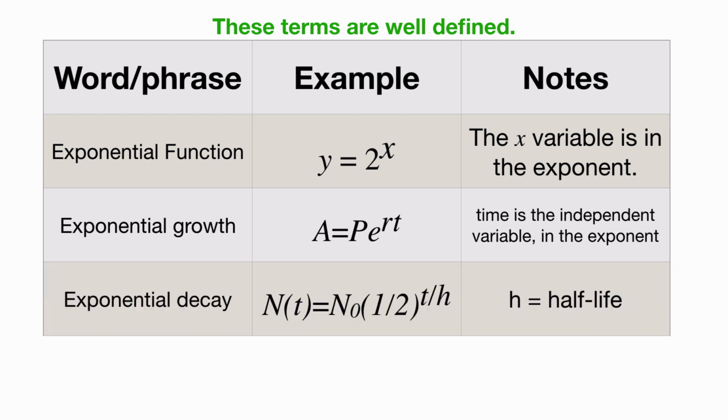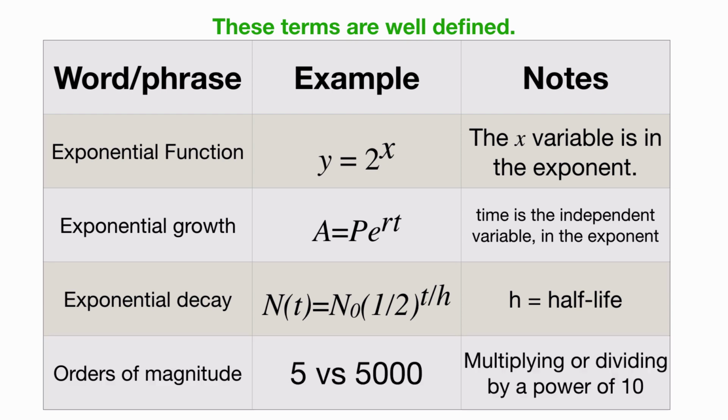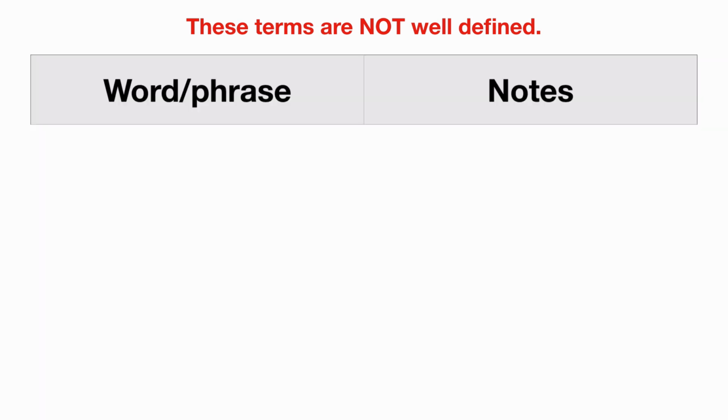And then you've got exponential decay, and here's an example of using the half-life formula. And again, t is an exponent of the base. All right, and then also there's a phrase called orders of magnitude, where you're multiplying or dividing by a power of 10. So 5,000 is 3 orders of magnitude greater than 5, or you multiply 5 times 3 orders of magnitude bigger.